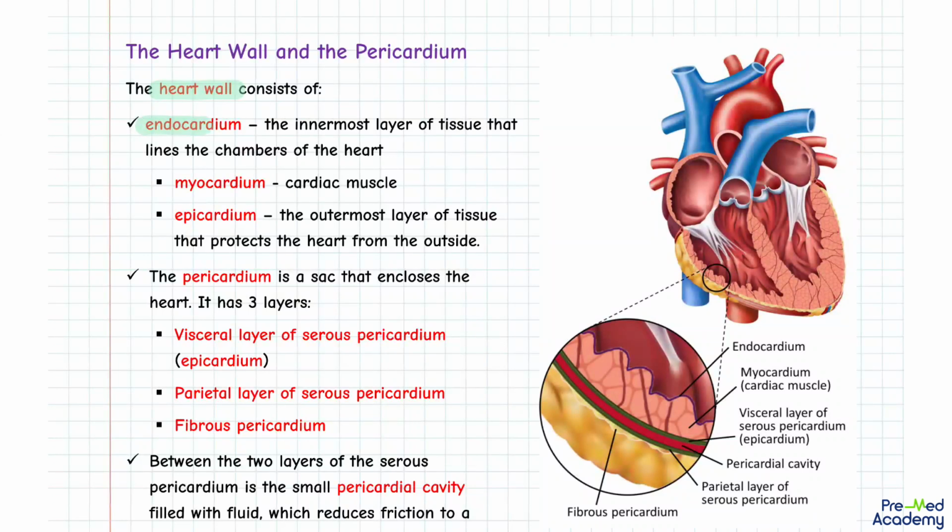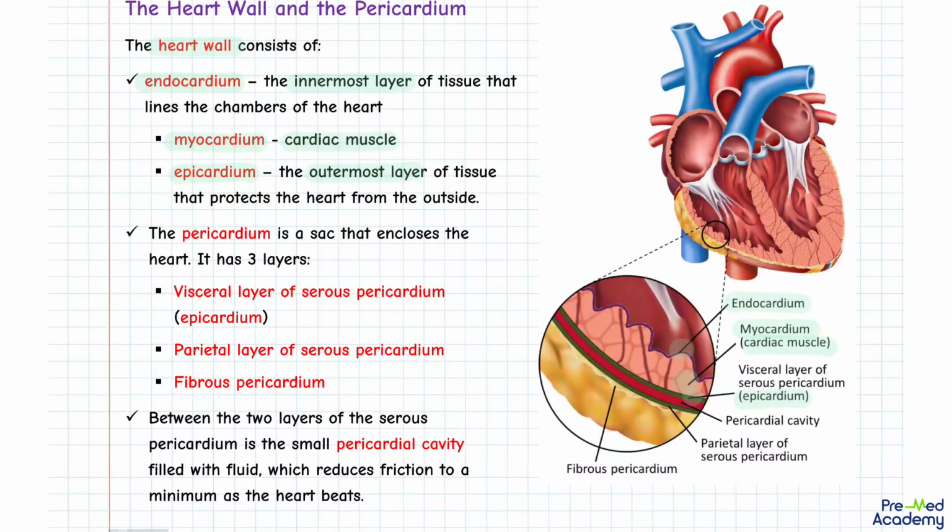The endocardium is the innermost layer of tissue that lines the chambers of the heart, as seen here. The myocardium is the middle layer of the heart wall, and it is the cardiac muscle. It comprises the majority of the heart wall, as seen here. And lastly, the epicardium is the outermost layer of tissue, which protects the heart from the outside. So those are the 3 layers of the heart wall: endocardium, myocardium, and epicardium.